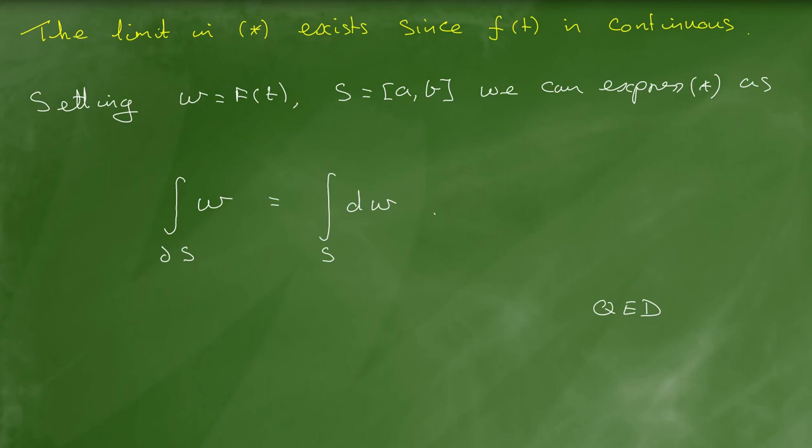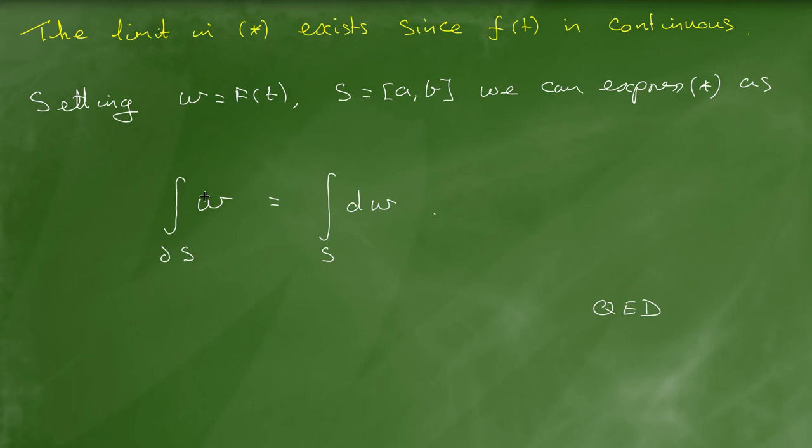And then if we set omega equal to capital F of t, the distance travelled at time t, and if we take s to be the interval from a to b, then we can rewrite equation star, the left-hand side. What is the left-hand side? The left-hand side, F of b minus F of a, that's just another way of writing the integral of omega over the boundary of s.